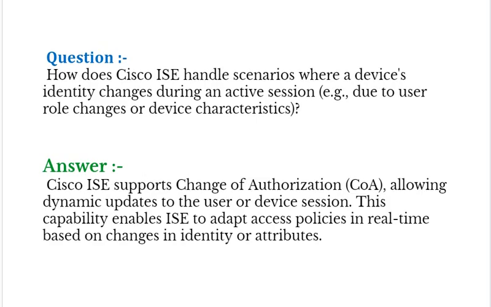Our next interview question is, how does Cisco ISE handle scenarios where a device's identity changes during an active session, for example, due to user role changes or device characteristics? Your answer should be, Cisco ISE supports change of authorization, CoA, allowing dynamic updates to the user or device session. This capability enables ISE to adapt access policies in real time based on changes in identity or attributes.